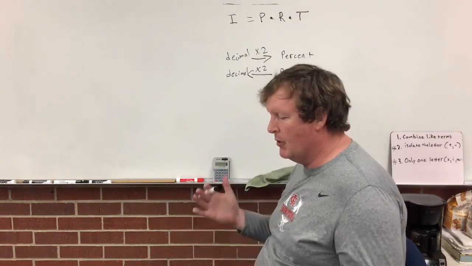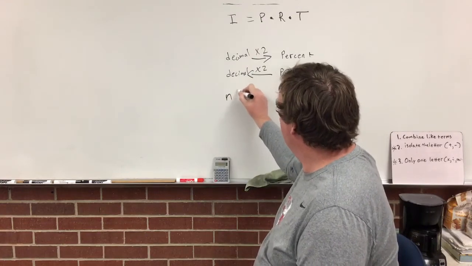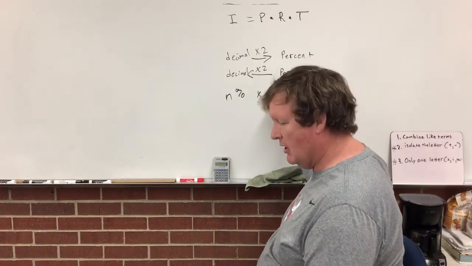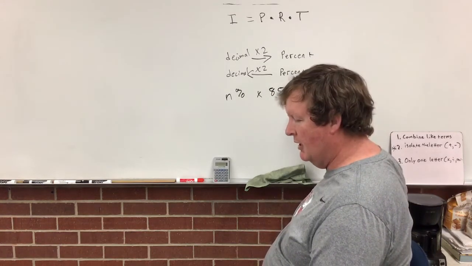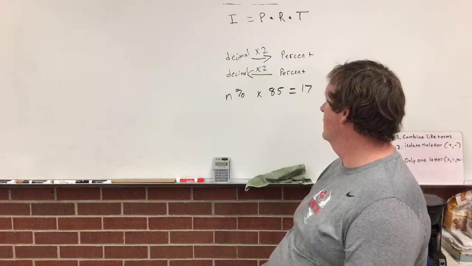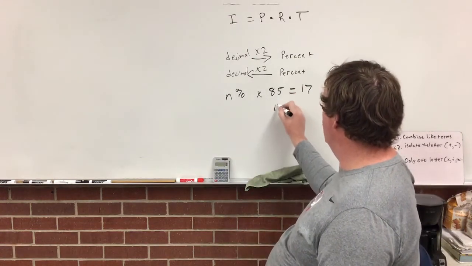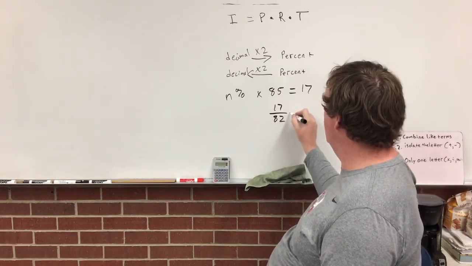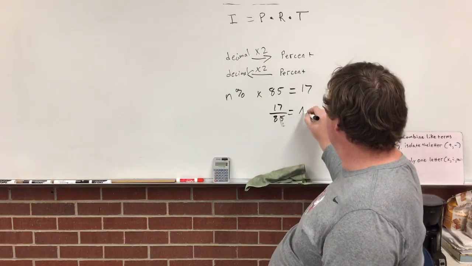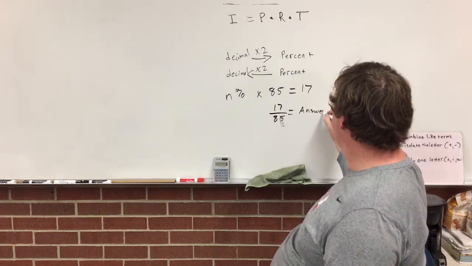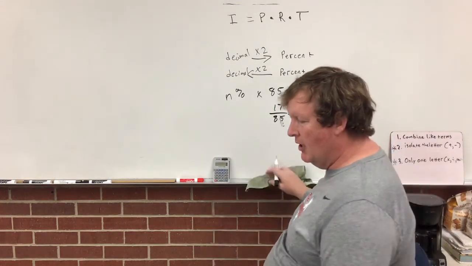Number 11. What percent of 85 is 17? Okay, let's set that one up. N percent times 85. The word is means equals 17. So in this one, what you do is you take this number and divide it. So you're going to take 17 divided by 85, and then take the answer times 100 to get your percent. That's how you do number 11.